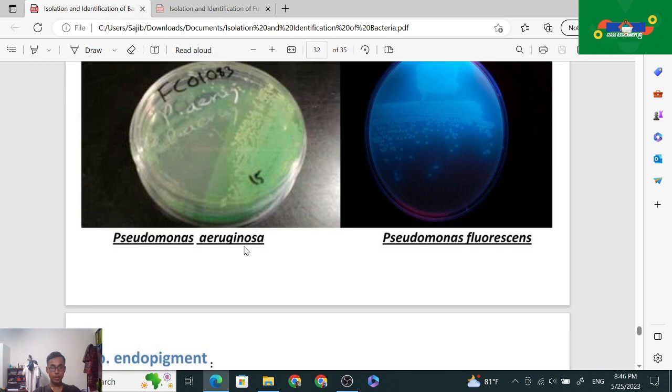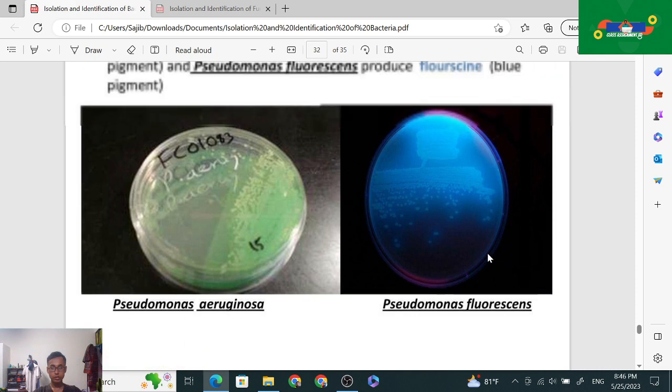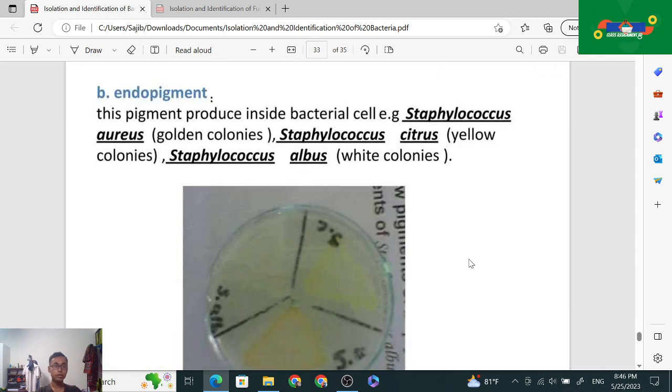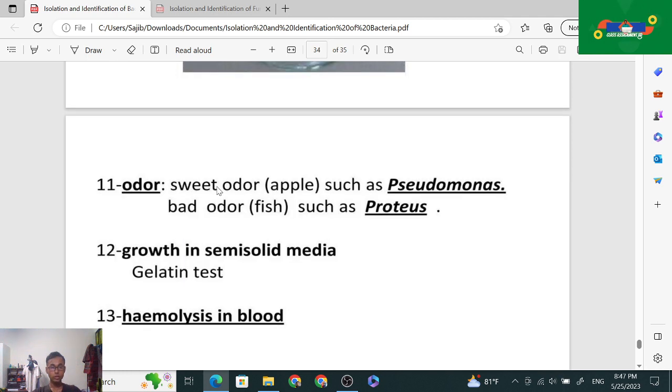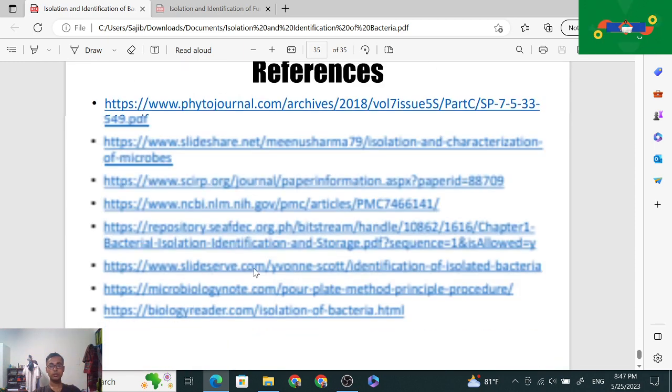Then Pseudomonas aeruginosa and Pseudomonas fluorescens. Then endopigments are produced inside the bacterial cell: Staphylococcus aureus golden colonies, Staphylococcus citreus yellow colonies, Staphylococcus albus white colonies. Then odor. Odor can be sweet, apple-like, such as Pseudomonas, or bad, fish-like, such as Proteus. Then 12 is the growth in semi-solid media, gelatin test. And then 13, hemolysis in blood. Hemolysis in blood, and this is the reference.